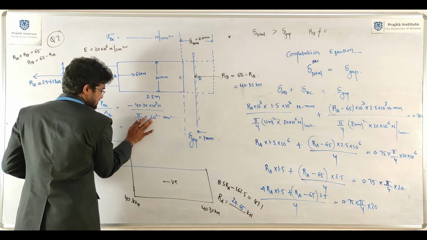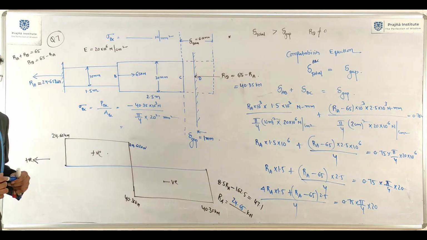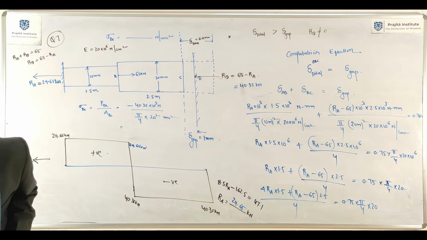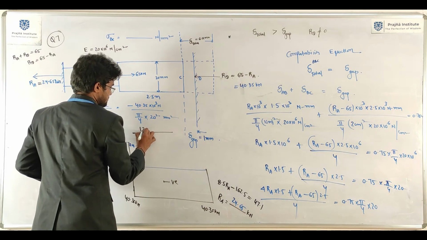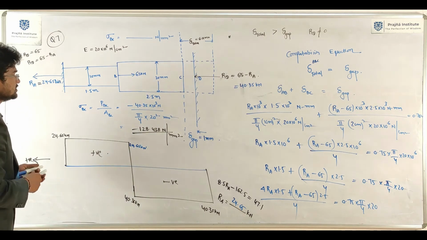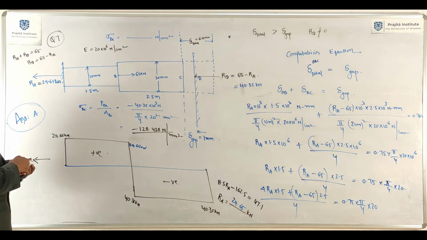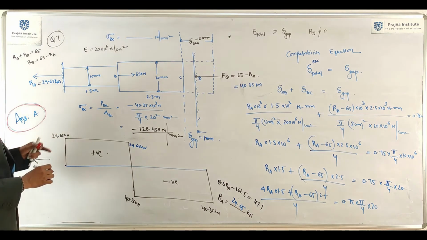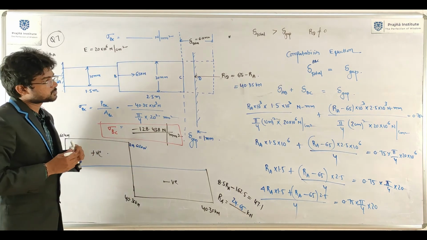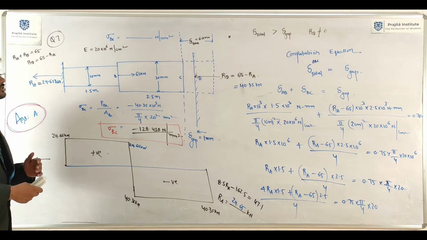Of course, it is compressive, but they are asking the magnitude only. 128.4, yes, it is compressive in nature. So the final option is answer A. Exactly, you are getting sigma BC equal to minus 128 megapascal, but the options are given approximately as 128. You will get 129. Okay, so this is all about the delta gap problem.